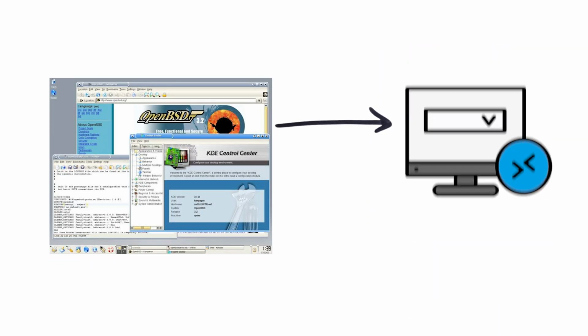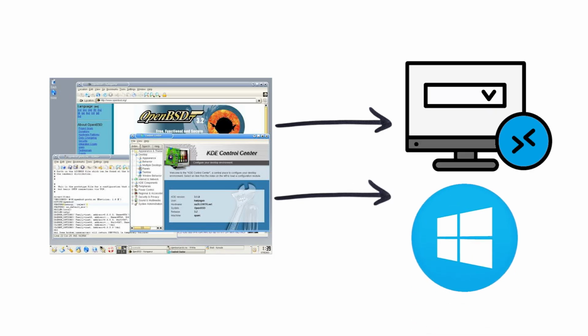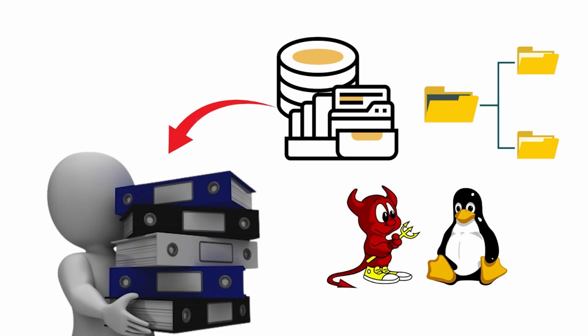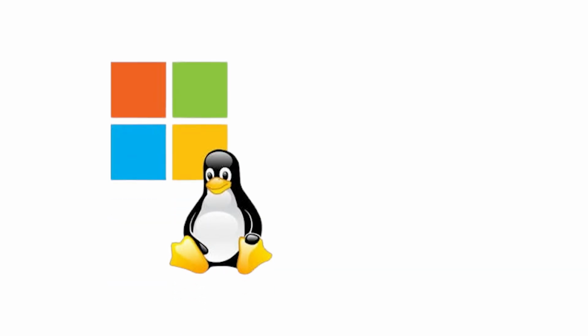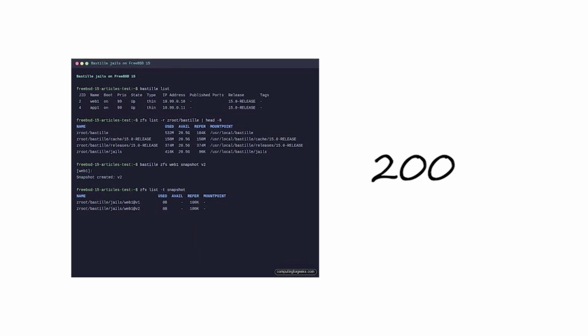OpenSSH came out of OpenBSD. It is now the standard way to reach a remote machine on every platform, including Windows. ZFS came out of Sun and survives through Illumos. It is now the file system serious storage administrators reach for on Linux and on FreeBSD. dtrace came out of the same place, and the pressure to match it shaped how Linux built its own production tracing tools. FreeBSD shipped jails in 2000.